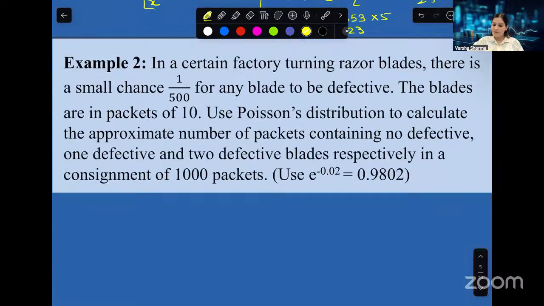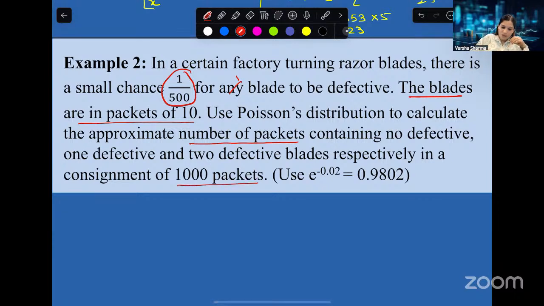Next. In a certain factory turning out razor blades, there is a small chance, 1 by 500, for any blade to be defective. That is for one blade. For one blade, the average chance is 1 by 500. Now, the blades are in a packet of 10. So in one packet, there are 10 blades. One blade has an average of 1 by 500. Using Poisson distribution, calculate the number of packets. If I have to calculate the number of anything, I'll calculate first for one packet and then multiply it by the total number of packets. So the consignment has 1000 packets. I'll first find the probability for one packet.